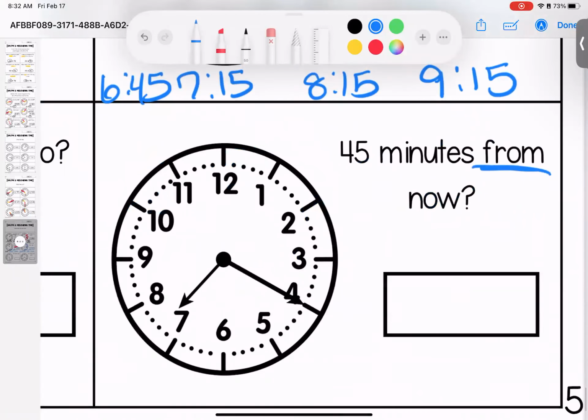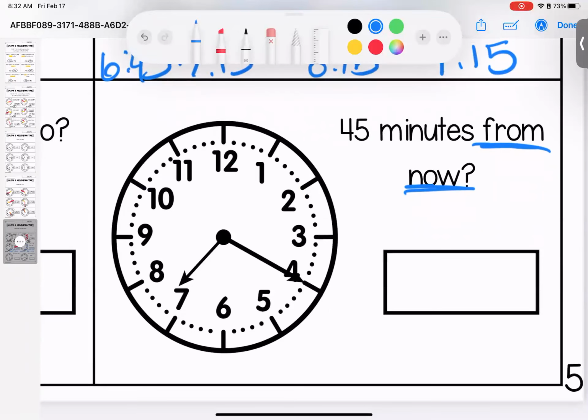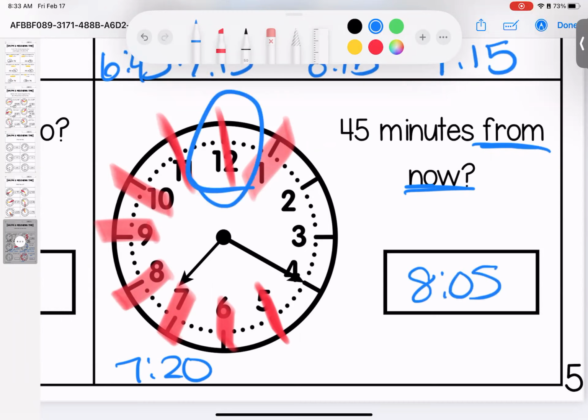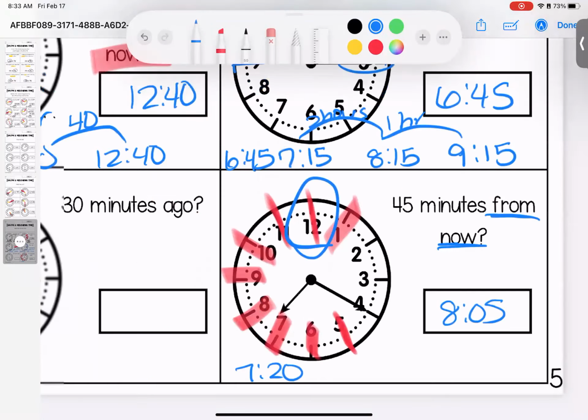6:45. 45 minutes from now, so we're going forward 45 minutes. I am at 7:20. Let's see if we can count 45 and stay in the same hour. We have 5, 10, 15, 20, 25, 30, 35, 40. We have to go past one more, 45. This will take us to 8:05 because as soon as we cross that 12, we're at a new hour.